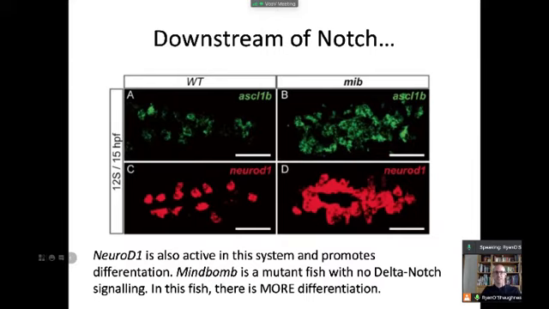And this is downstream of Notch delta signaling. So NeuroD1 is active and can be expressed in the wild type fish. Mindbomb is a mutant fish that has no delta Notch signaling. And in these fish that have no delta Notch signaling, we get increased expression of ASCL1B and NeuroD1. There's more differentiation to this beta cell fate.